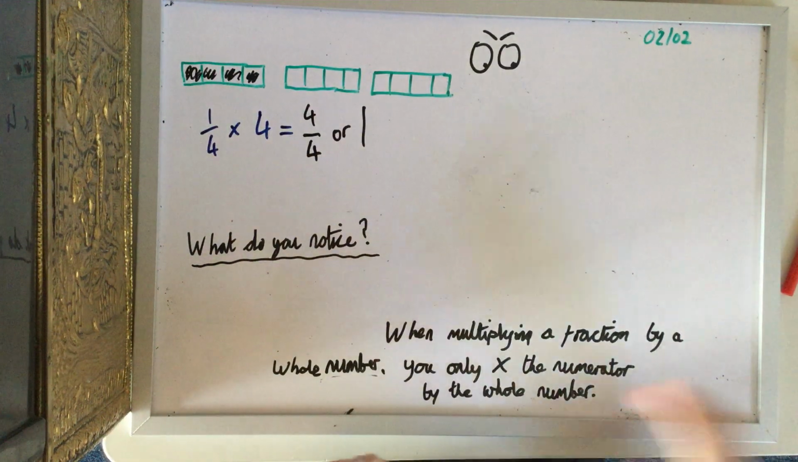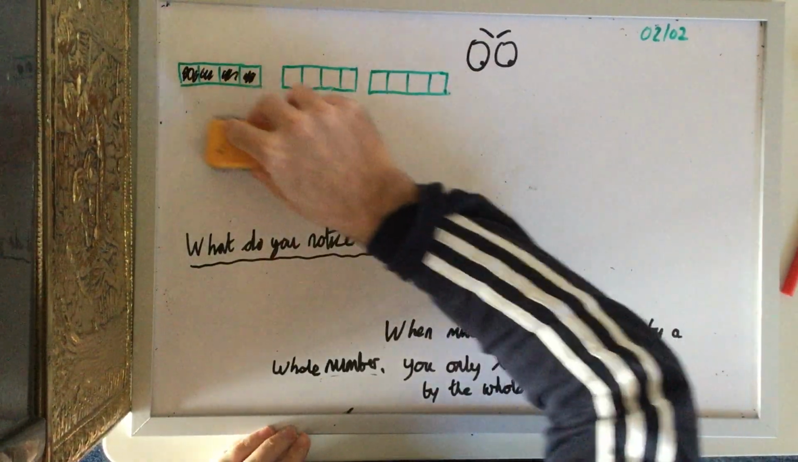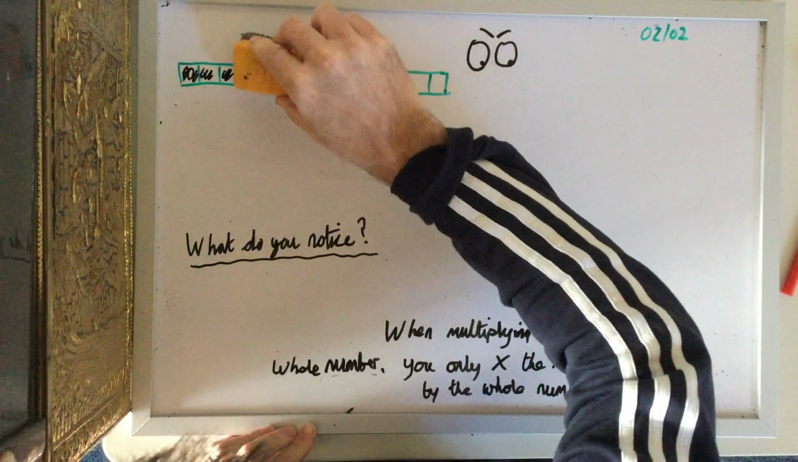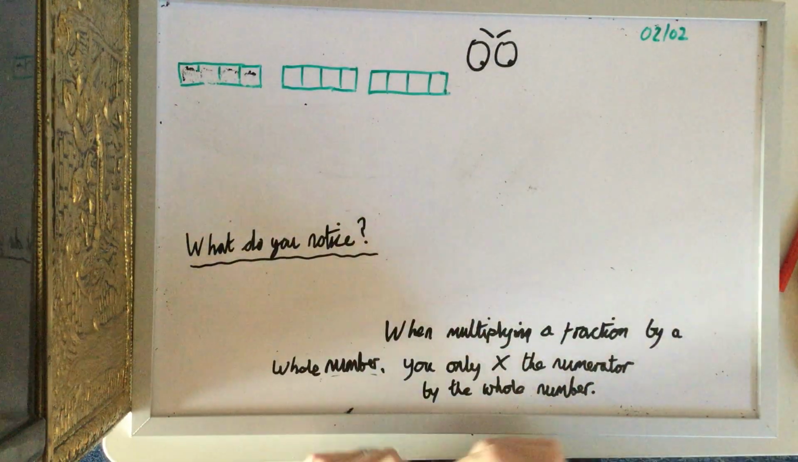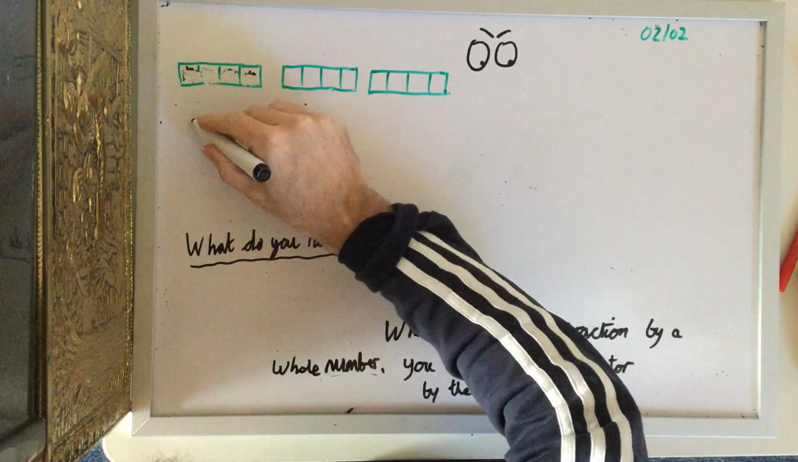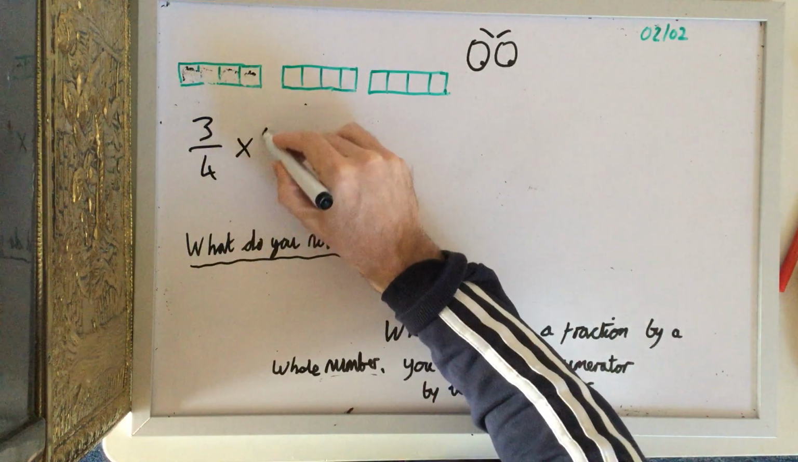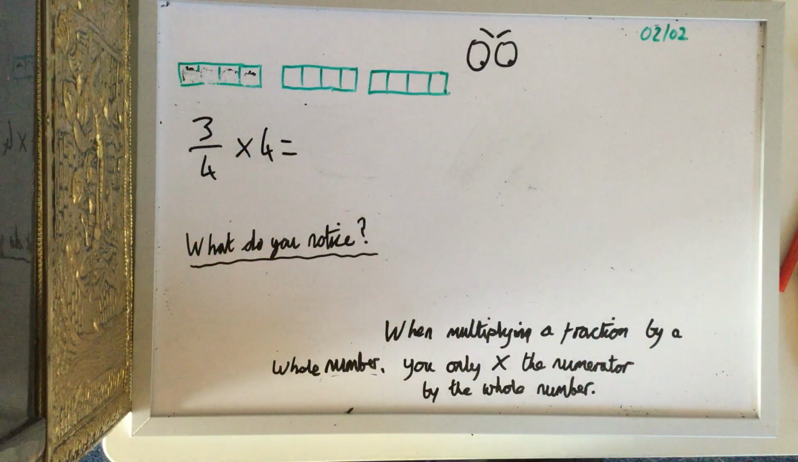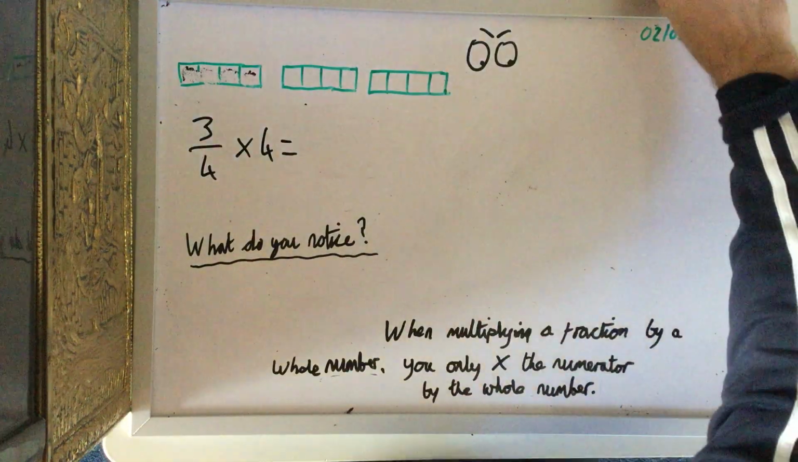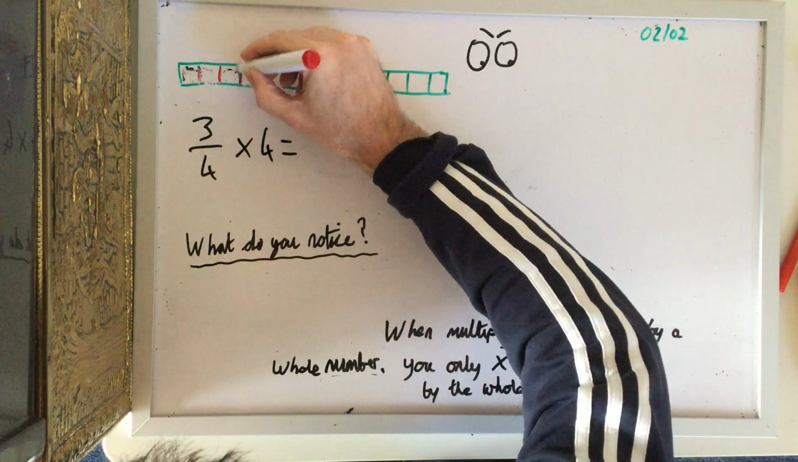Moving on today, we are going to be multiplying fractions with non-units. As we've got quarters here, let's do 3/4 multiplied by 4. Just to get that visual picture, which helps sometimes, let's dab our lines back in.